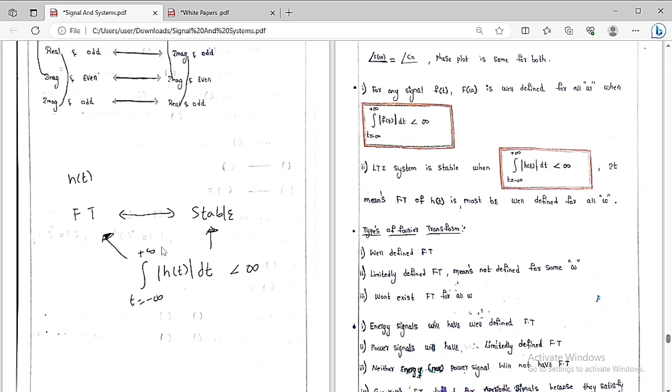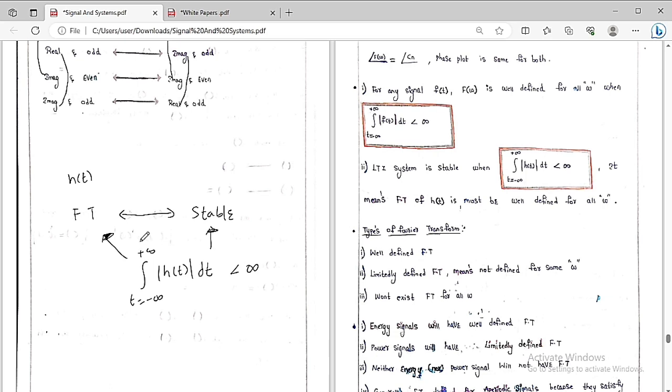So if the impulse response is absolutely integrable, then the given system is said to be stable, and the Fourier transform is also going to exist. Therefore, for a given LTI system, if the impulse response is absolutely integrable, then the system is stable and the Fourier transform exists. It is defined for each and every value of omega, meaning the Fourier transform of h of t is defined for every value of omega.